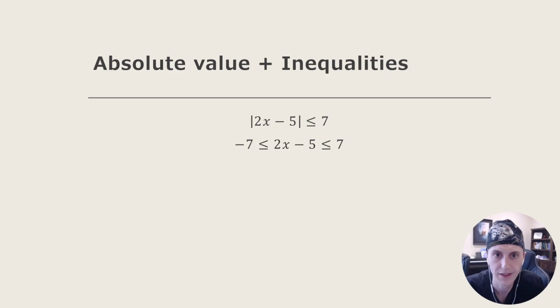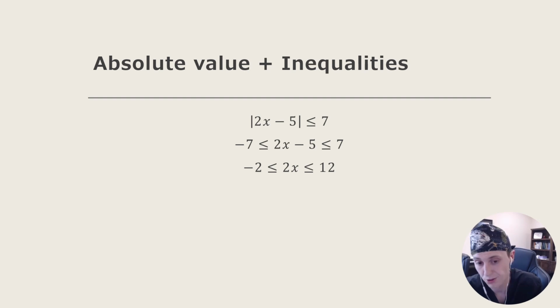First, let's get rid of the absolute value markers by transforming it into an equation with 3 parts. So the absolute value of 2x minus 5 is less than or equal to 7 becomes 2x minus 5 is between negative 7 and 7. Let's isolate x. The way that I would do that is first add 5 to each section. That gives us 2x is greater than or equal to negative 2 and less than or equal to 12. Now divide that all by 2.